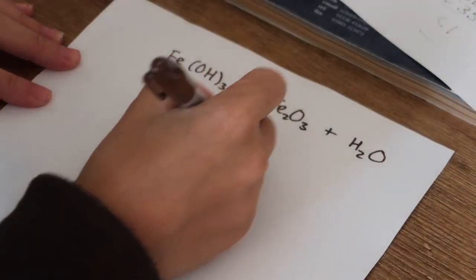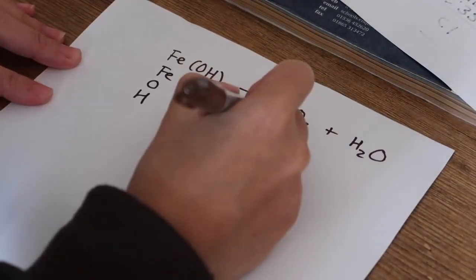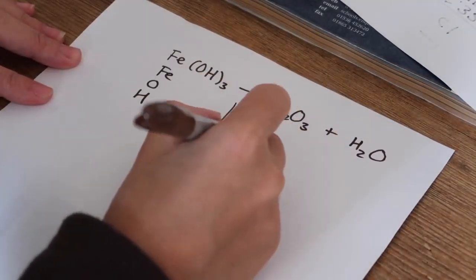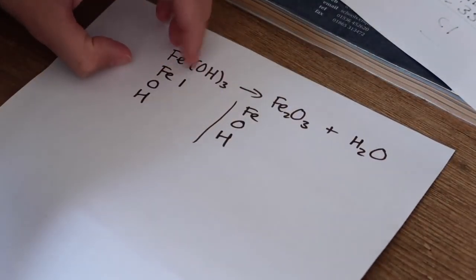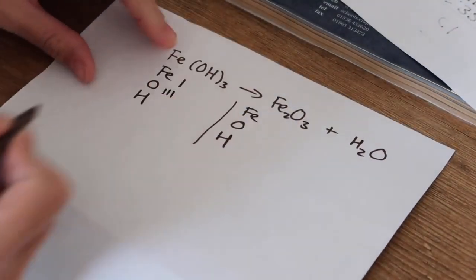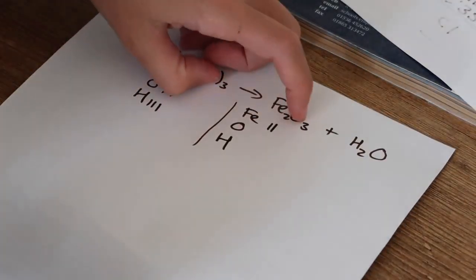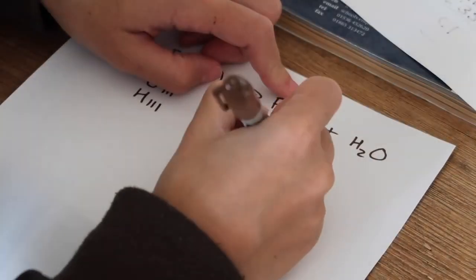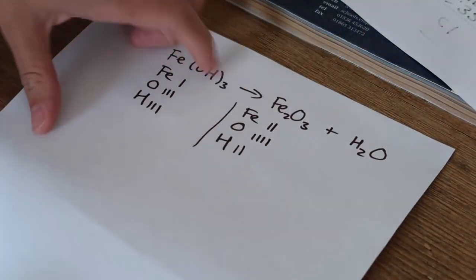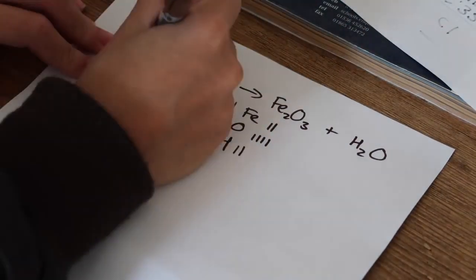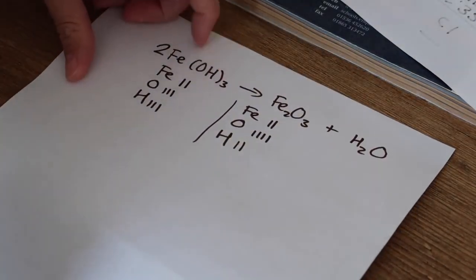Here's another example. So line down the middle, list your elements, iron, oxygen and hydrogen, copy them across, and then tally chart. We've got 1 iron, the 3 applies to everything inside the brackets, so that's 3 oxygens, 3 hydrogens, 2 irons, 3 plus 4, so that's 4 oxygens, and then 2 hydrogens. The obvious thing here to do is match up those ions first of all, so we're going to put a 2 there, adjust, and the 2 applies to everything.